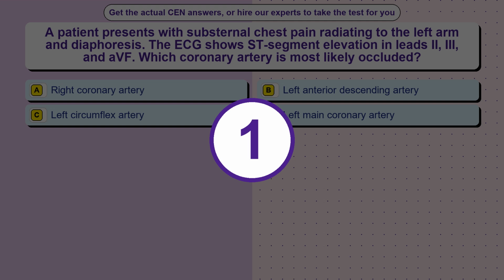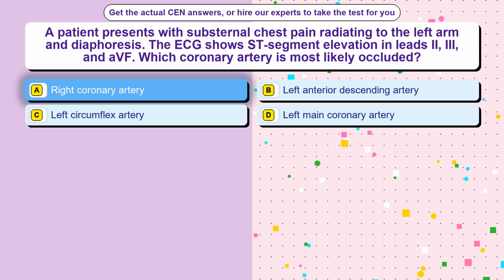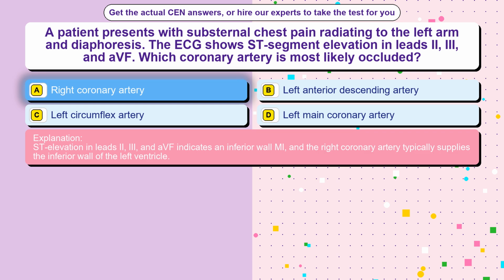The correct answer is option A, right coronary artery. ST elevation in leads 2, 3, and aVF indicates an inferior wall MI, and the right coronary artery typically supplies the inferior wall of the left ventricle.